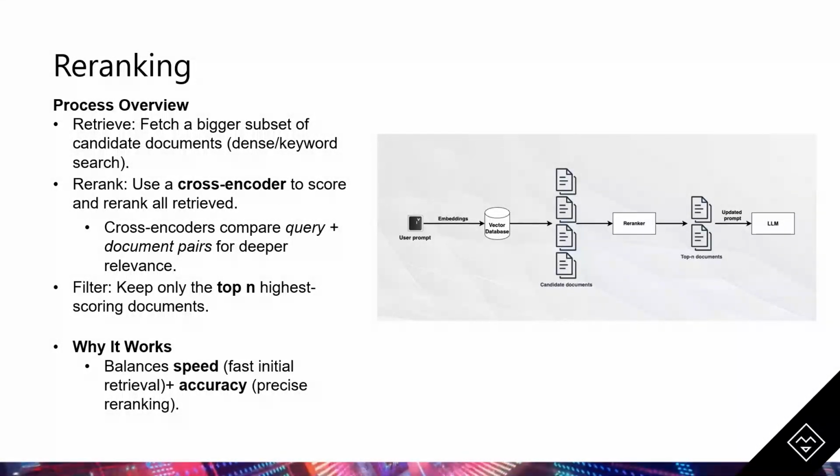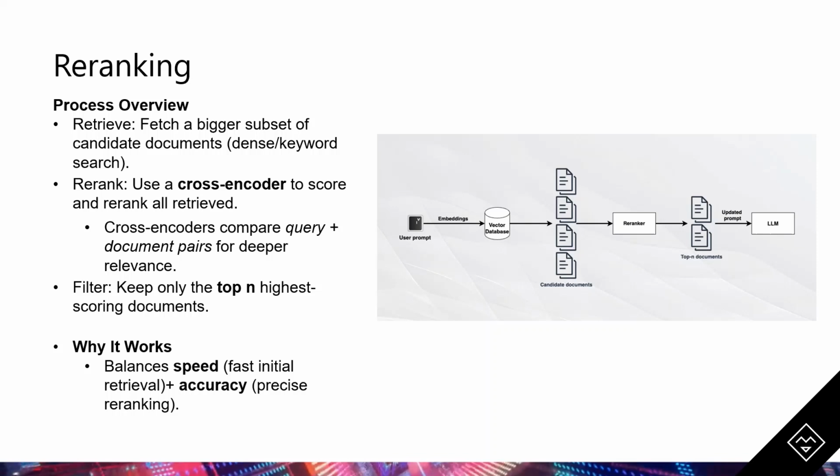The next retrieval strategy is re-ranking. Here, first we cast a wide net. Using a fast retrieval method like dense vector search or keyword matching, we fetch a broad set of candidate documents. This step prioritizes speed, ensuring we don't miss potentially relevant results.